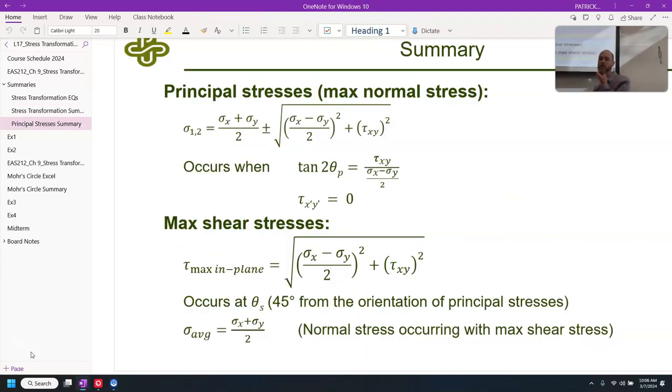And those maximums are known as principal stresses. Those are your max normal stress. They're denoted by the subscript sigma 1 for the maximum, meaning the most positive stress, and sigma 2 being the minimum, the most negative stress that you have on your differential element. So you've got that equation, and sigma 1 is just the first term plus the square root term, and sigma 2 is the first term minus the square root term.